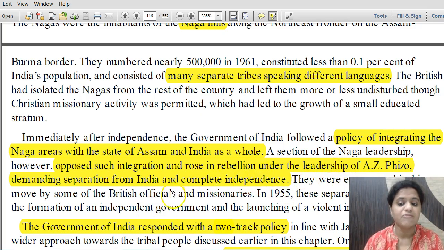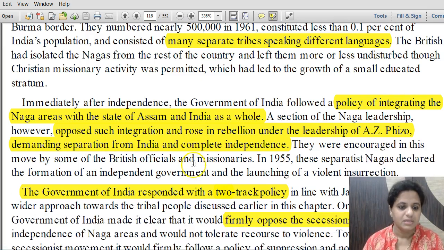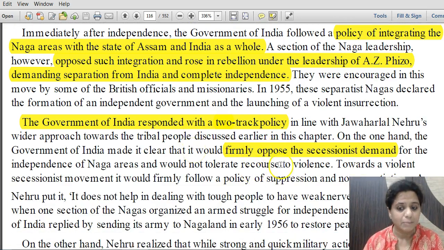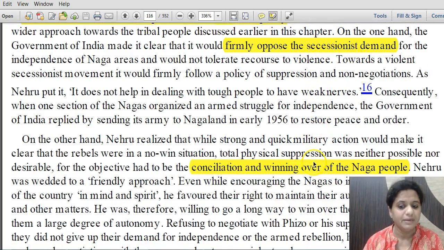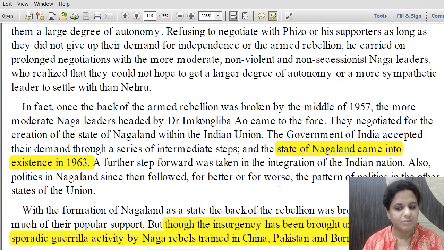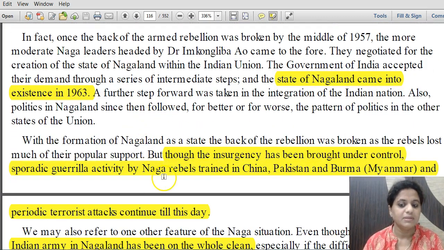But this integration was opposed, and rebellion was initiated in the Naga region under the leadership of A.Z. Phizo. And the demand was separation from India. They demanded complete independence. And the government of India responded to this with a two-track policy. It completely opposed secessionist demands, saying they would not be given independence, and it initiated conciliation and winning over the Naga population. So the state of Nagaland was finally formed in 1963, but the insurgency continued, though it was brought under control to some extent.